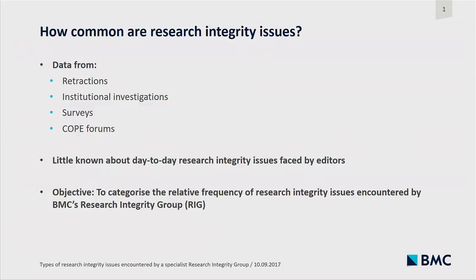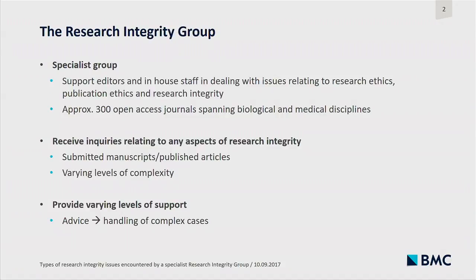So we decided to have a look at the data on the research integrity issues encountered by the Research Integrity Group and to categorise the relative frequency of the different types of issues. The Research Integrity Group is a specialist editorial group. We provide support for editors and in-house journal staff in dealing with issues relating to research ethics, publication ethics, and research integrity. At the time of data collection for this study, we provided advice across approximately 300 open access journals spanning biological and medical disciplines.